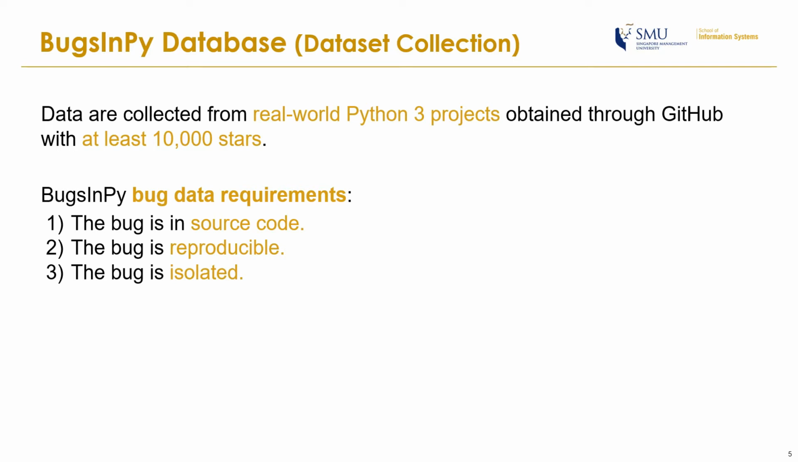The bug is reproducible. Reproducible means that at least one of the test cases from the fixed version should fail on the faulty version of the code. And lastly, the bug is isolated. An isolated bug is a bug where the faulty and fixed versions of the code only differ in the code change required to fix the bug. This means that no other related changes are involved, such as refactoring or feature addition.